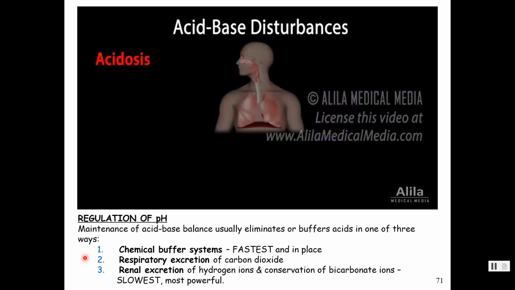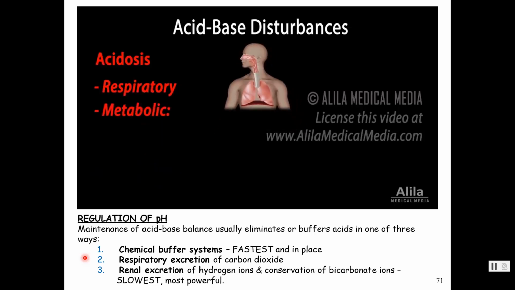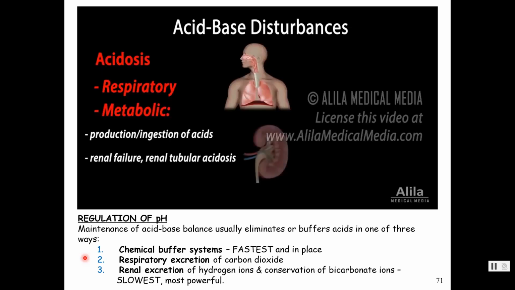Acidosis may result from inadequate function of the lungs, which causes arterial carbon dioxide to accumulate. This is respiratory acidosis. On the other hand, metabolic acidosis may result from excessive production of metabolic acids, ingestion of acids, decreased ability of the kidneys to excrete acids, or loss of alkali. Metabolic acidosis is characterized by primary decrease in plasma bicarbonate.